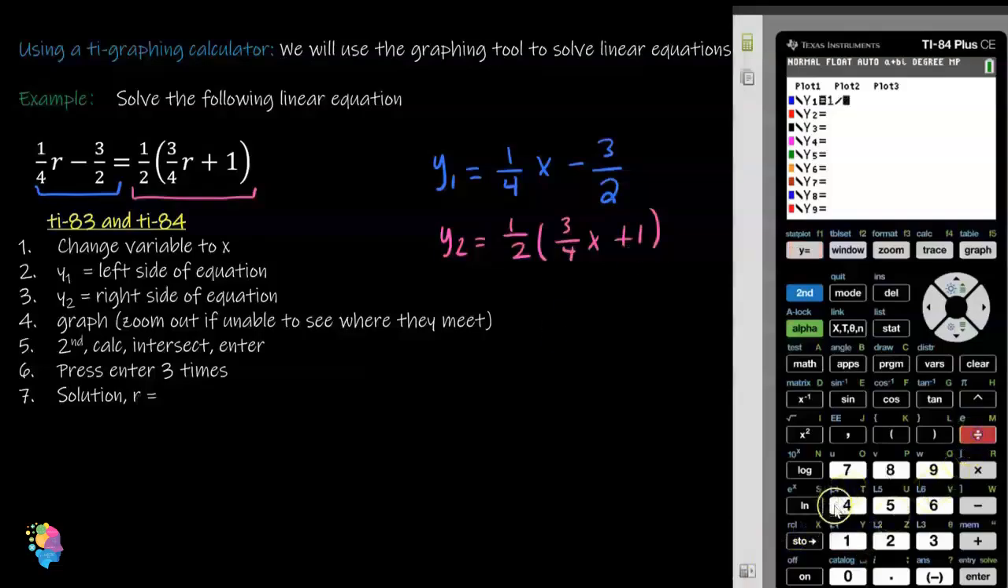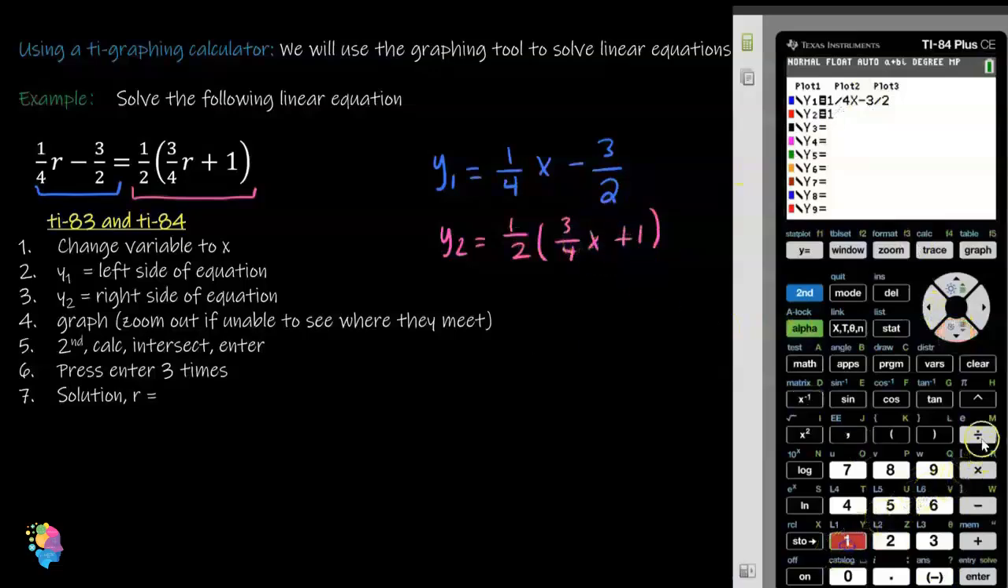1 divided by 4 x minus 3 divided by 2. Now be very careful here. The key on the right side of 6, that's the minus. This is a negative. This is if we wanted to type in a negative. But this is a minus, so that's the one that I use. So once I have the left side written in y1, I'm going to move down to y2 and I'm going to enter the right side.